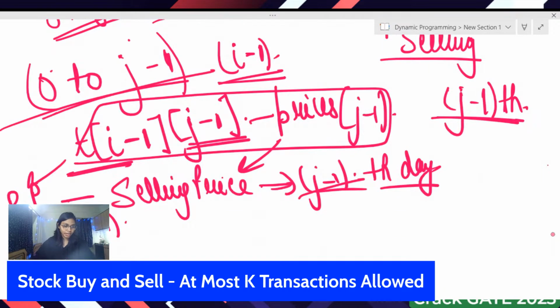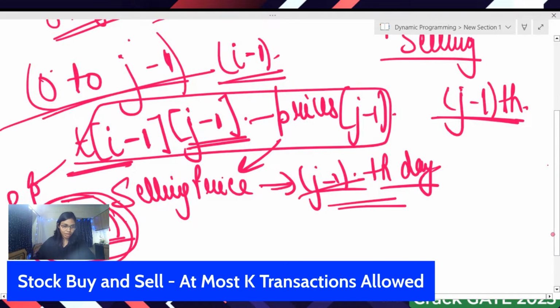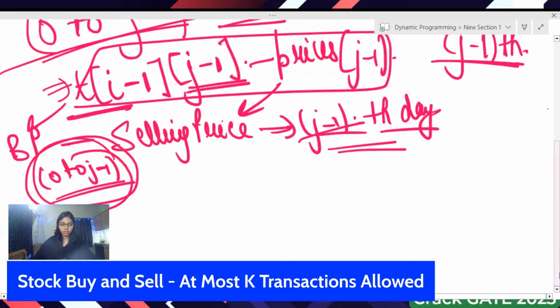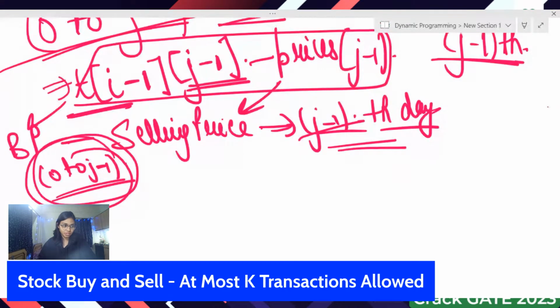Buy your stock on any of the days from 0 to j minus 1 and sell it on the j minus 1th day. Then we find which day to buy on, from 0 to j minus 1, will give you the maximum value. This grid will fill out in that way. I hope it is visible.